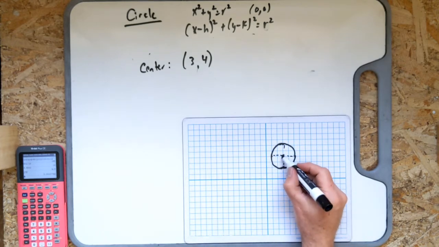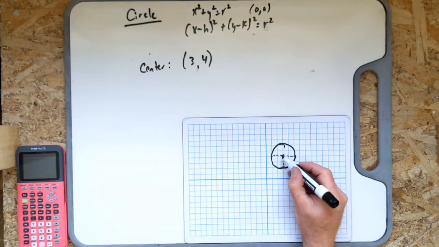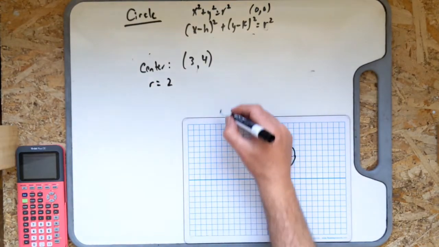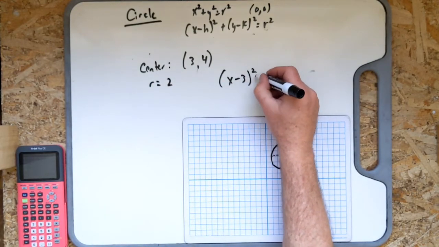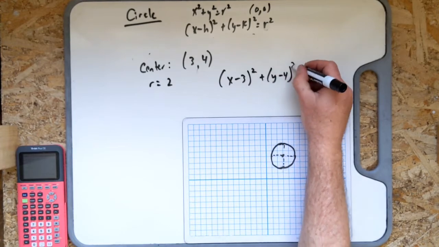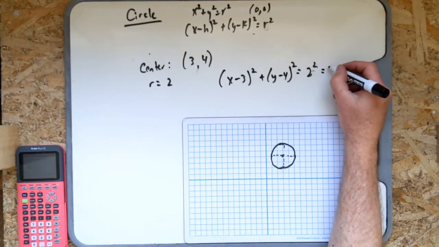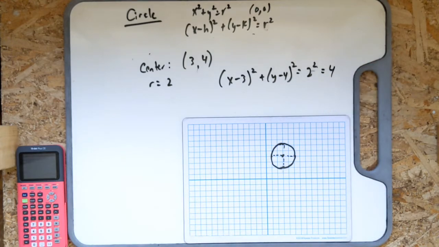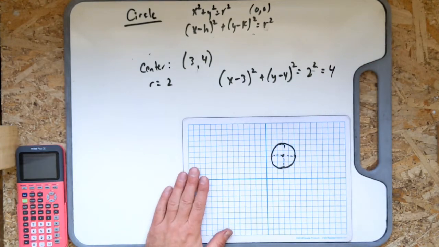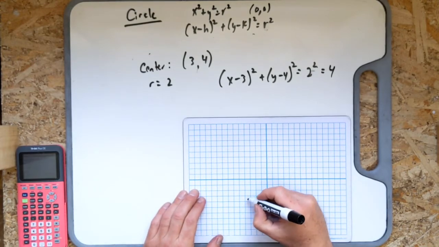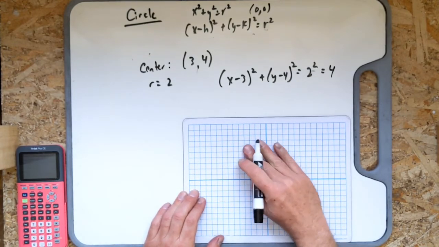The radius will be from the center. You need to know where that is, and count out to a side of the circle, 1, 2, or 1, 2. So the radius is 2. Therefore, the equation is (x - 3)² + (y - 4)² = not 2, but 2 squared, or 4. Okay, let me give you another one. Draw one. Let's do it here.